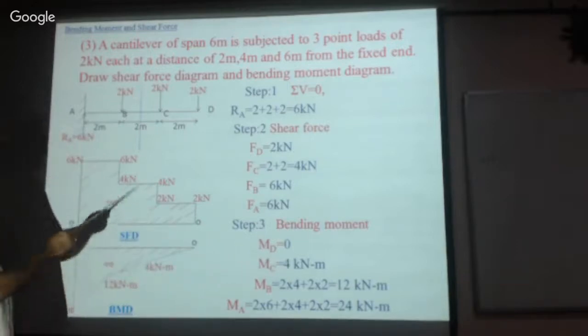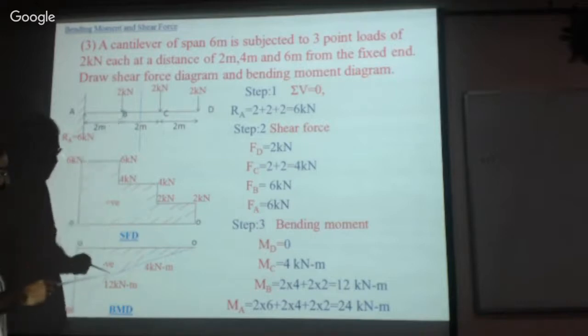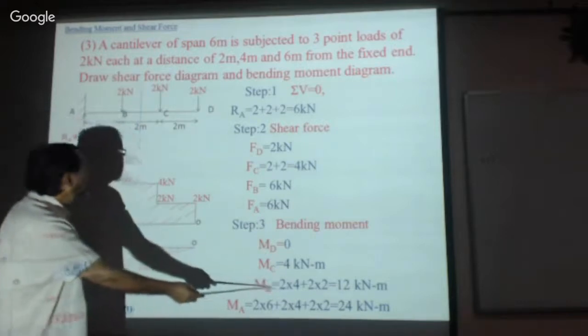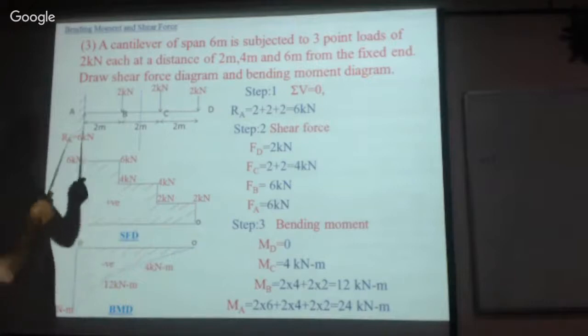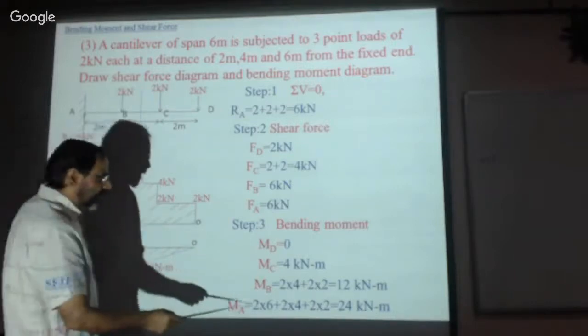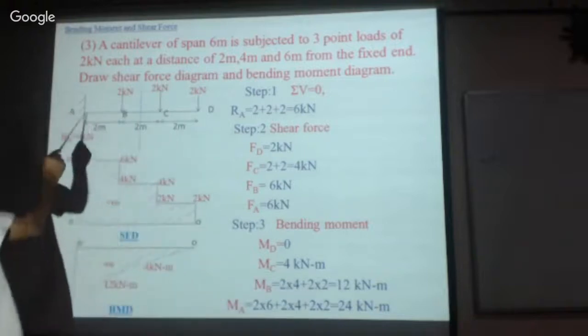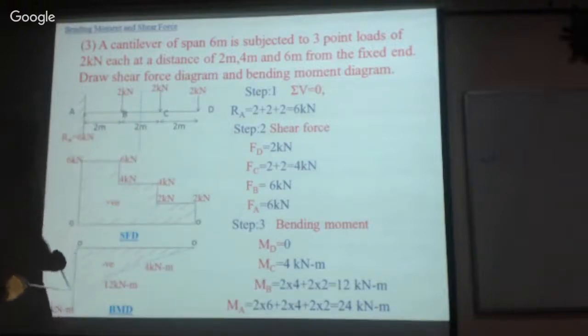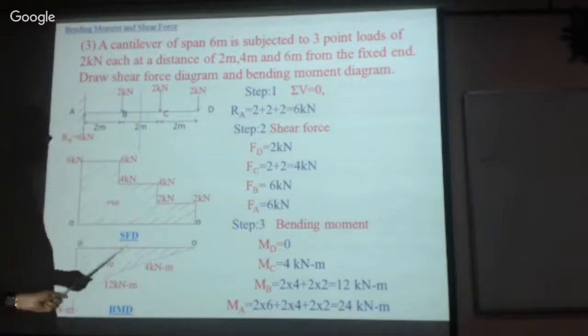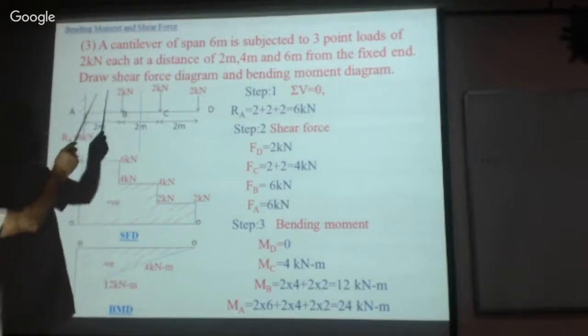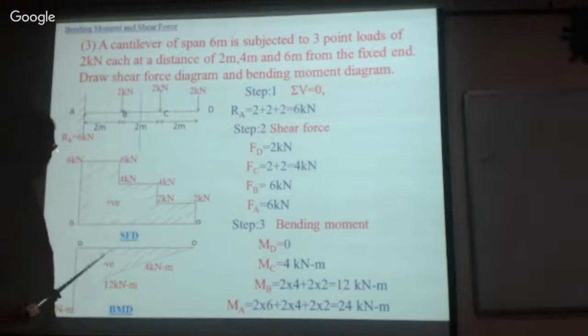Similarly, the bending moment at B is equal to 12 kN-m, already calculated. This is 12 kN-m from here to here, this is 4 kN-m from here to here, and similarly the bending moment at A, MA, is equal to 24 kN-m, isn't it? At this point it is 24 kN-m, and join these, now this will give you the bending moment diagram for this loaded beam. This is the bending moment diagram for our bracket. Now that completes the problem, the solution for the shear force diagram and the bending moment diagram.